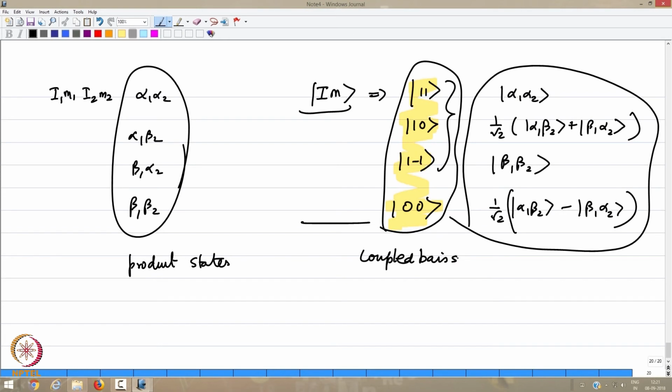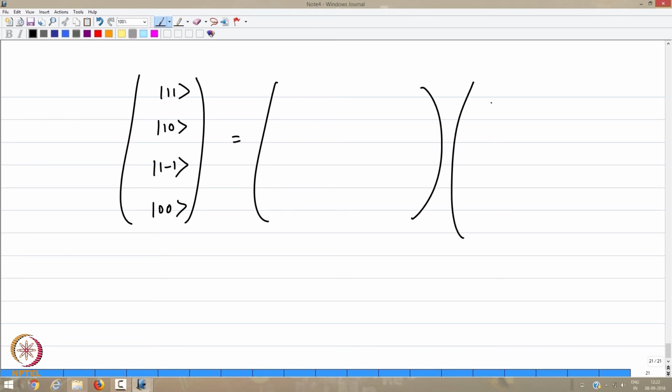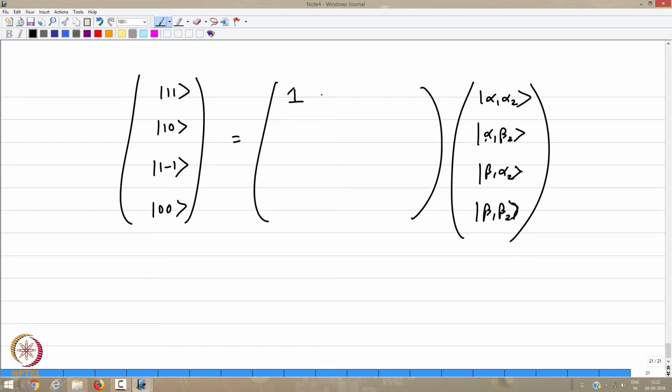Now, if we write this as a matrix relation, you have the following, namely 1,1; 1,0; 1,-1; and 0,0. If you write this as a column and you write the matrix of coefficients with the states alpha 1 alpha 2, alpha 1 beta 2, beta 1 alpha 2, and beta 1 beta 2, then you can see immediately that the state 1,1 is the same as that state, therefore the coefficient here is 1, 0, 0, 0, because 1,1 is not connected to any other.